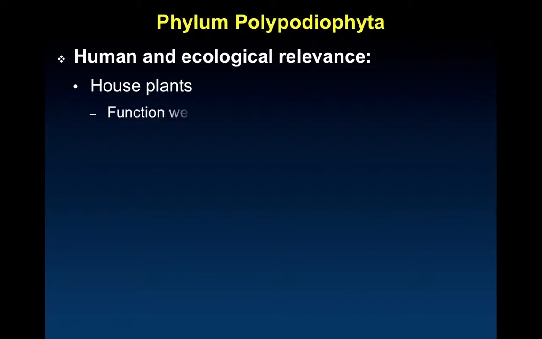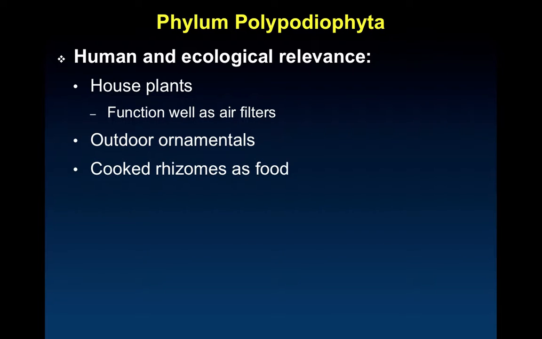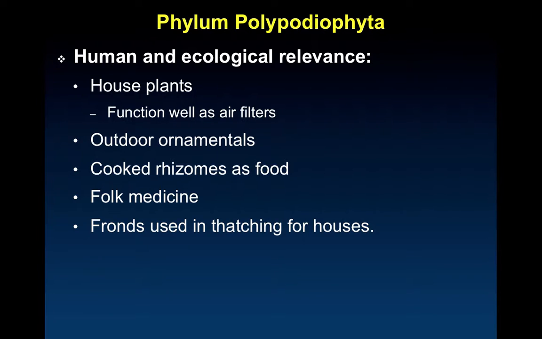And when we use ferns for human relevance, people use them as houseplants because they work as air filters. We also use them for outdoor ornamentals to make places look more attractive. You can cook some of the rhizomes and eat them as food, kind of like a potato. Numerous uses in folk medicine. Fern fronds, if they're large enough, can be used to thatch roofs on houses, and for basketry and weaving, especially the central rachis of the fern frond. It's very strong.